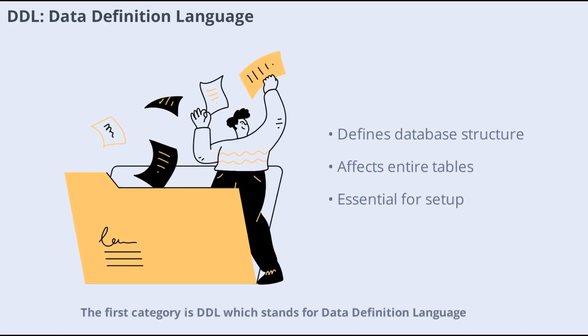First category is DDL, which stands for Data Definition Language. DDL commands are used to define and modify the structure of your database. This includes creating new tables, altering existing ones, deleting tables, and even renaming them. DDL commands affect the entire table, not just individual records. They're essential for setting up the framework of your database before you start adding data.